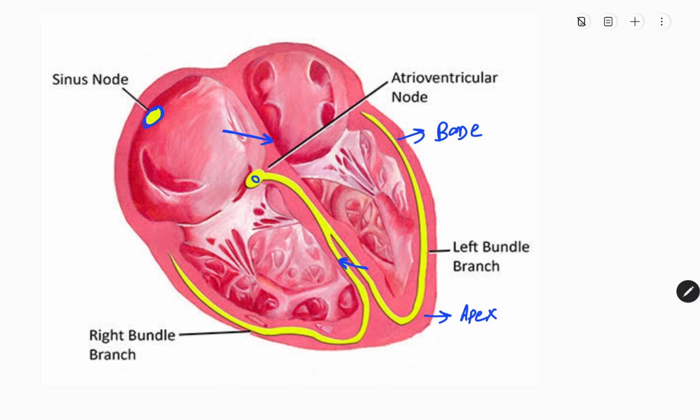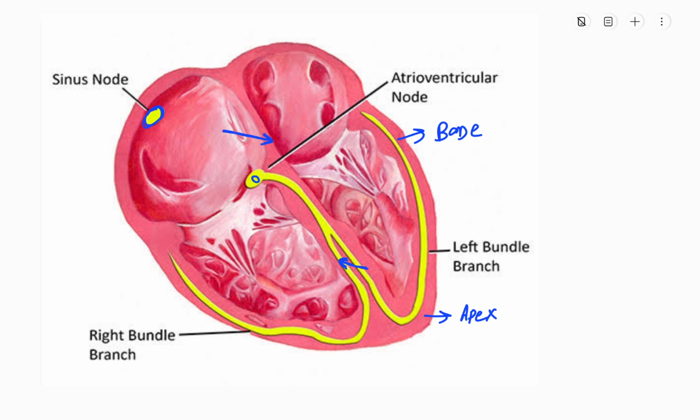But there is something special about this vector. Although this vector is very small, as we have discussed earlier, there is the presence of Purkinje cells. Purkinje cells offer very low resistance, so this vector will be very fast. As we have discussed, if this is very fast, the galvanometer will also show deflection in a very fast manner.